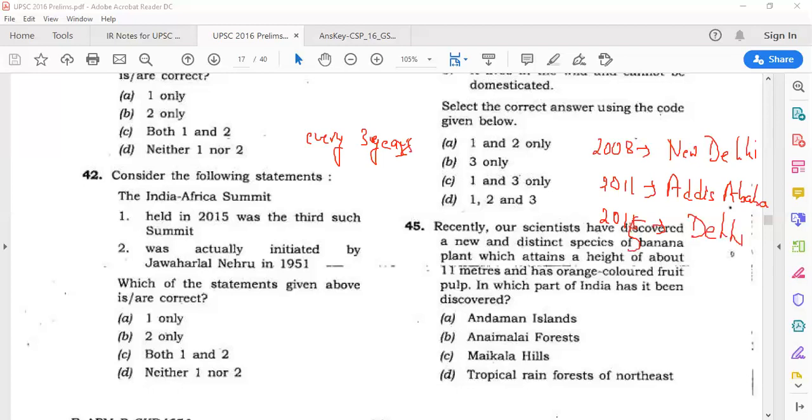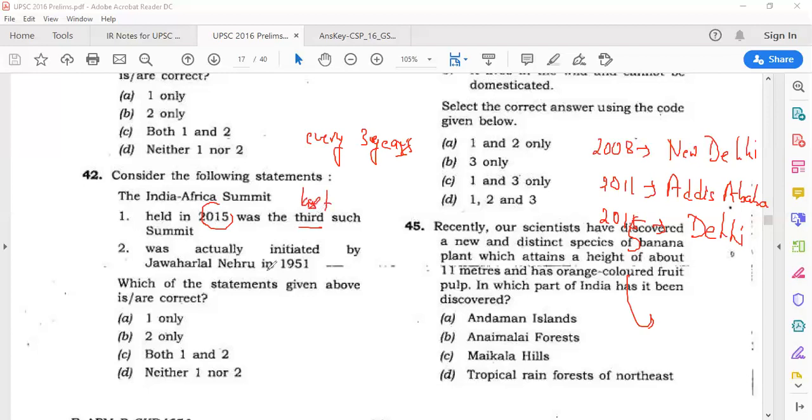And you won't believe me, but this is the truth, that after this, they have not met once. This was the third and the last meeting. So here they are saying India-Africa Summit held in 2015 was the third such summit. That is true. And it was not only the third, it was even the last such summit. After that, they have not yet met.